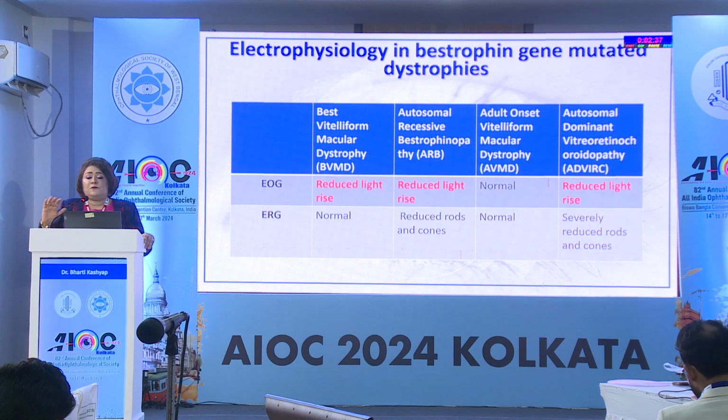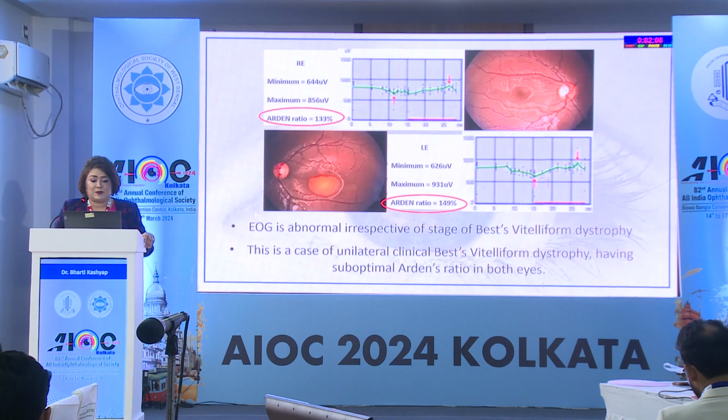Now, the electrophysiology in bestrophin gene mutated dystrophies: in Best disease, which is autosomal dominant, and other kinds of bestrophin gene mutated dystrophies, EOG is reduced, and ERG is severely reduced only in ADVIRC. ADVIRC is autosomal dominant vitreoretinopathy. Usually ERG is normal, and in autosomal recessive bestrophinopathy, it is moderately reduced. I will show a few clinical examples.